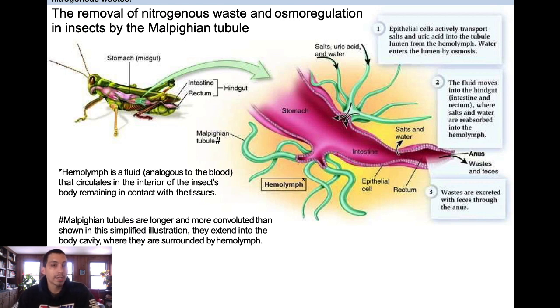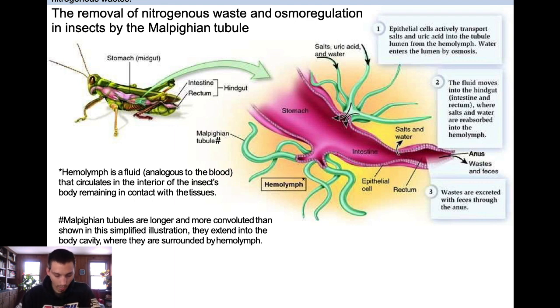So, understanding 2 is the Malpighian tubule system. Essentially, it's a simplified version of a kidney that can be found in insects, not in plants. That would be very odd. It can be found in insects.